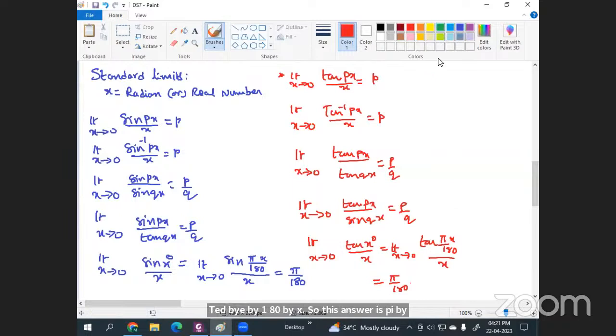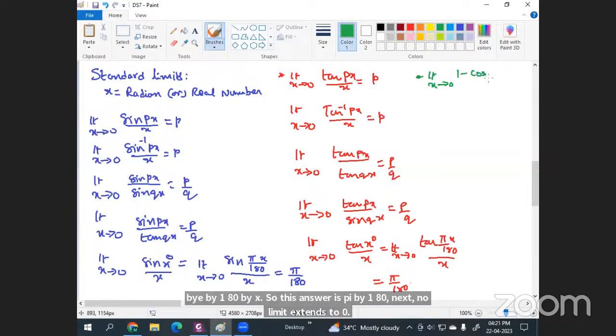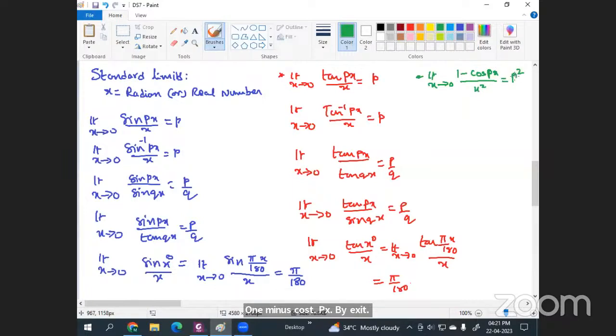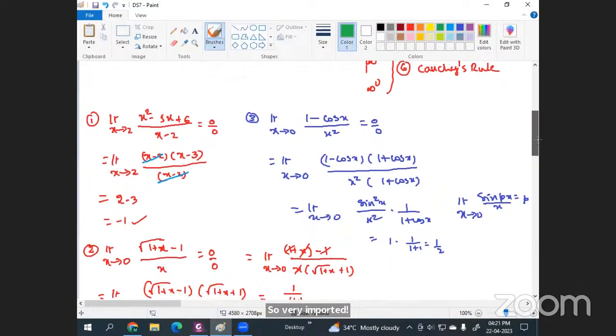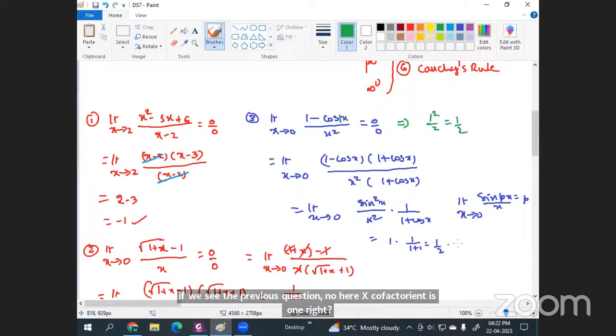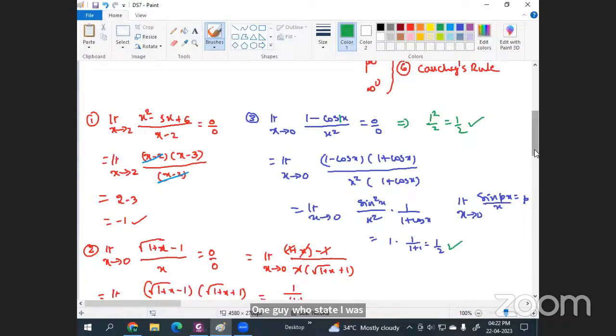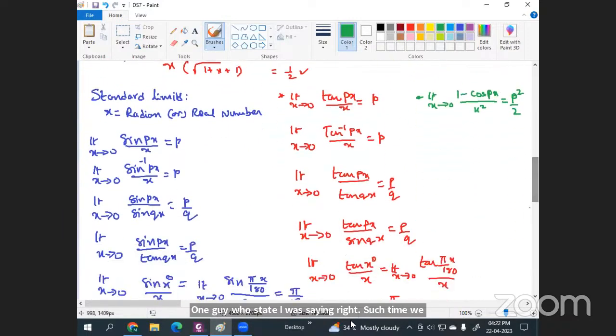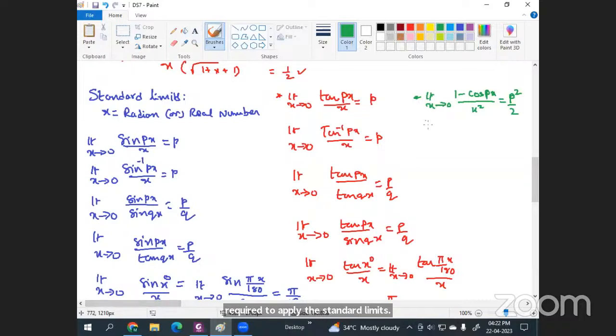Next. Limit x tends to 0, 1 minus cos px by x square is p square by 2. So very important formula. Now if we see the previous question, here the x coefficient is 1, right? Your answer is 1 square by 2, that equals 1 by 2. What we got, 1 by 2, straight away the same, right? Sometimes we need to apply the standard limits. Sometimes we need to go for further simplification, right?